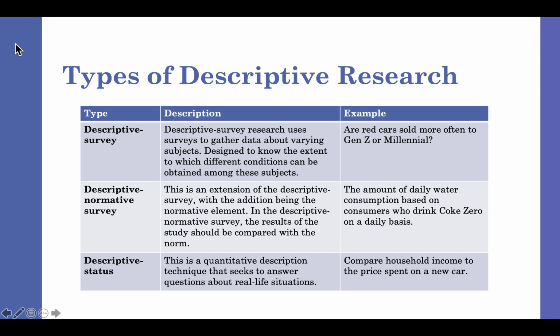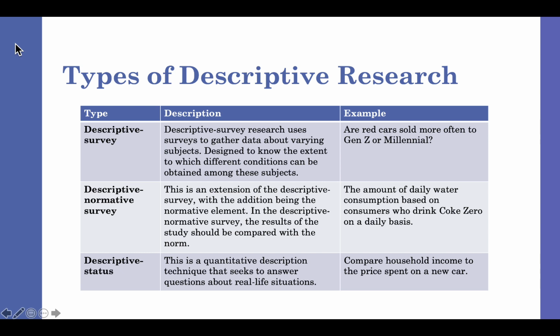What we use this for is to understand the data about various subjects, so people in general. It's designed to understand which conditions can be obtained among these subjects. A good example of this would be, are red cars sold more often to Gen Z or millennials? So we're trying to understand, by gathering data, how these different subjects interact with what we call the dependent variable.